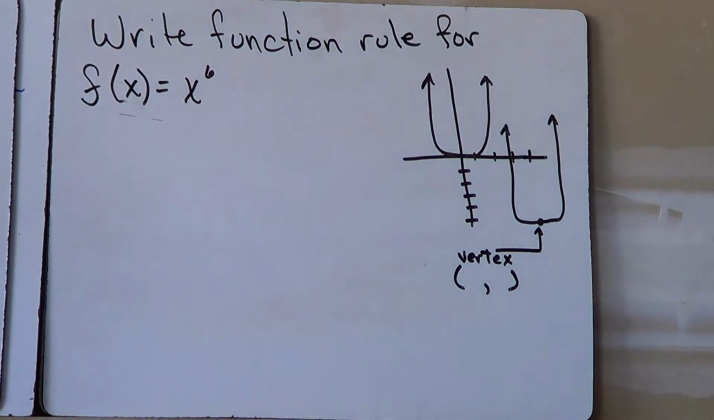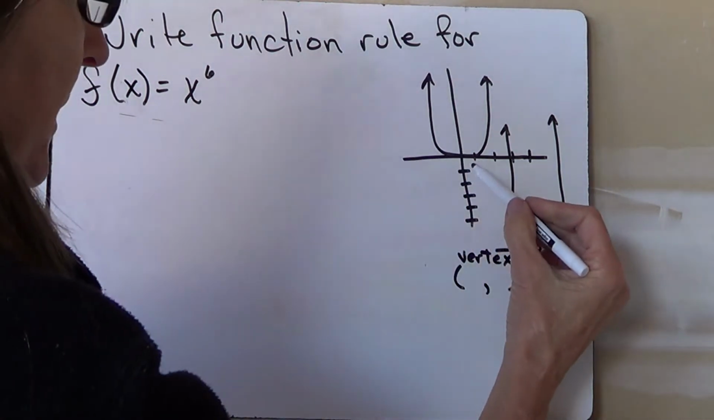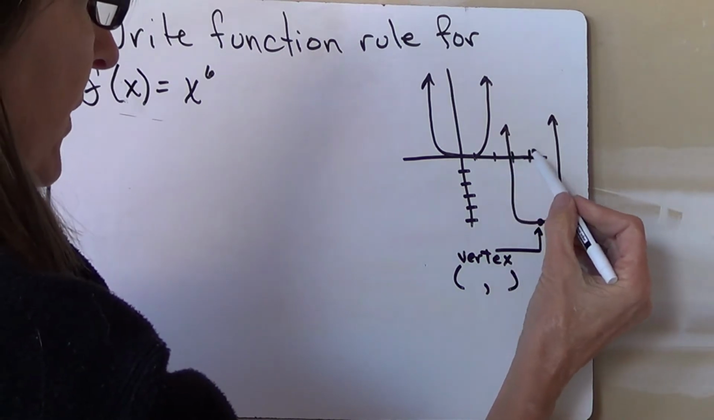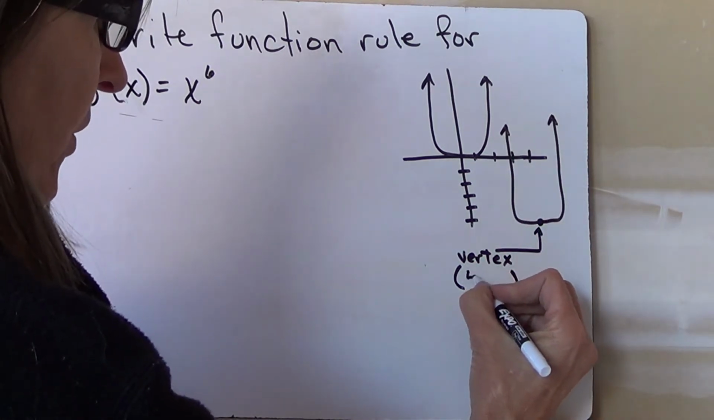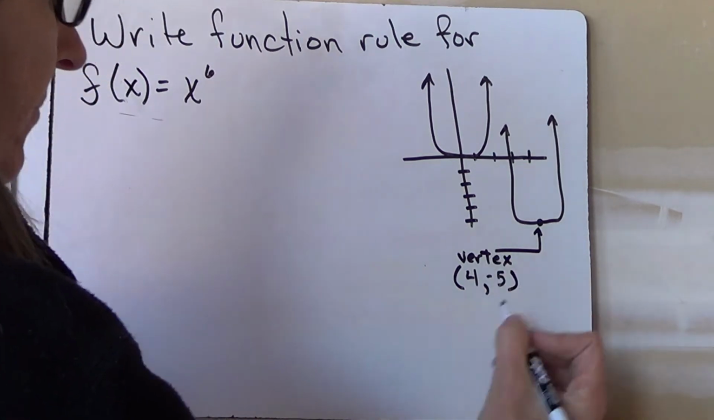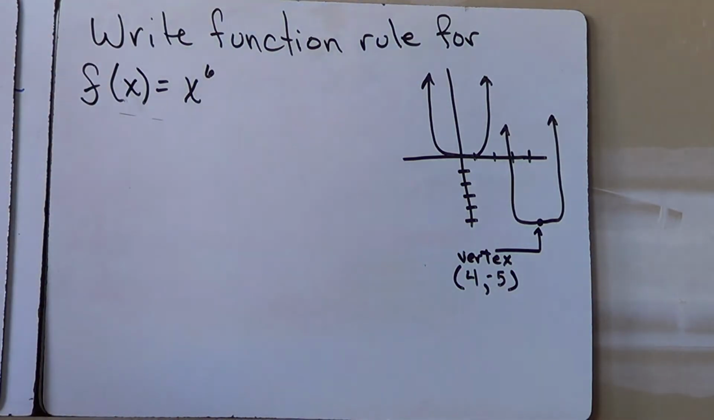Write the rule for this function. Well, the first thing I go to, just like I do when I'm graphing, is the vertex. My vertex happens to be 1, 2, 3, 4, 5, and 1, 2, 3, 4, and it's 4 on the x, so the 4 goes first, and it's actually negative 5 on the y. Okay?